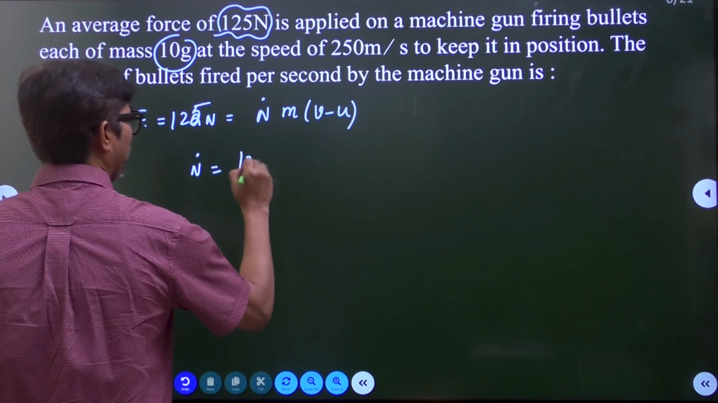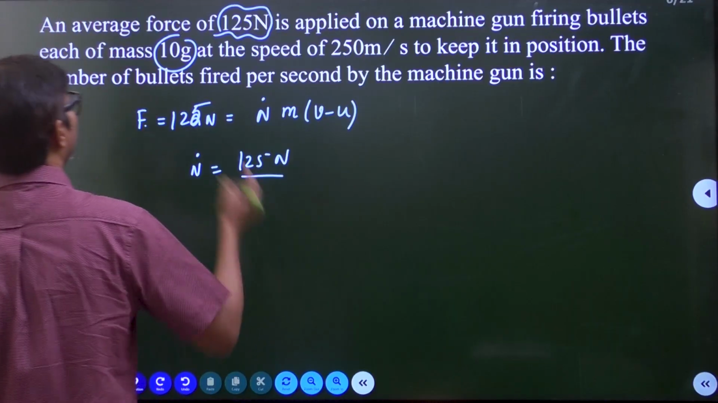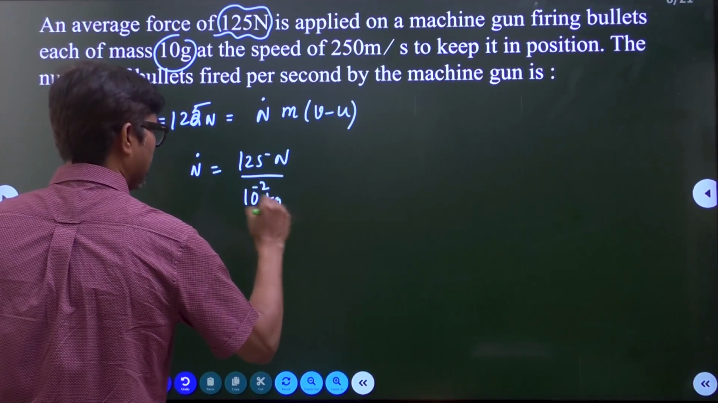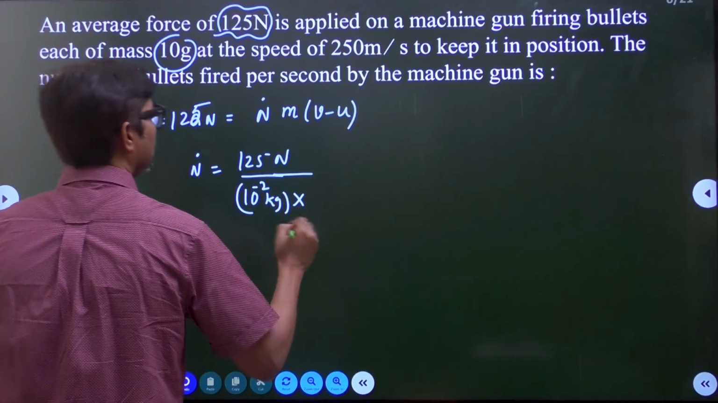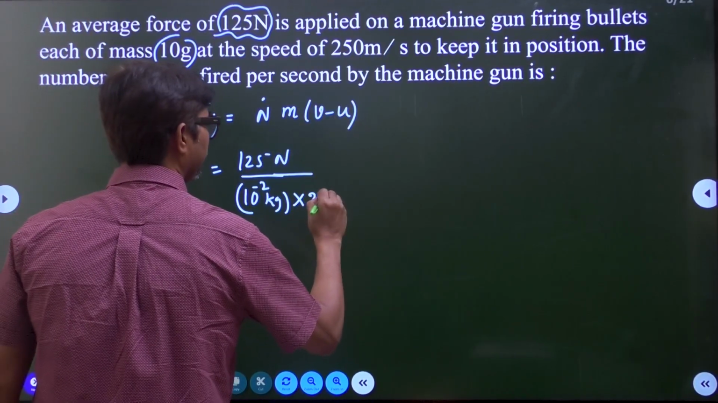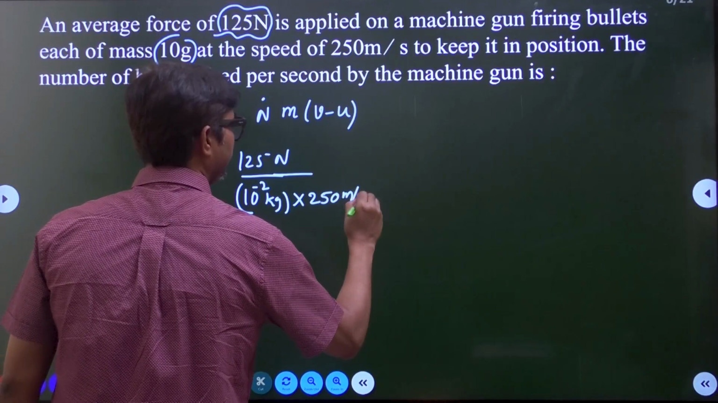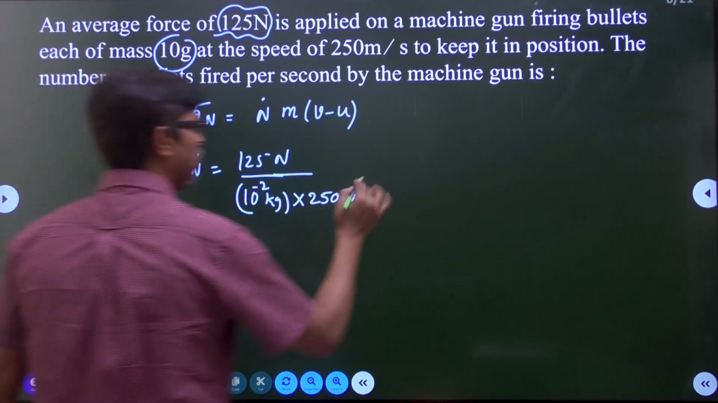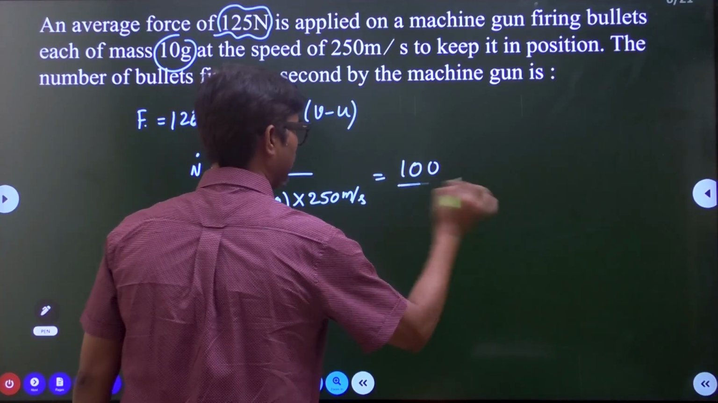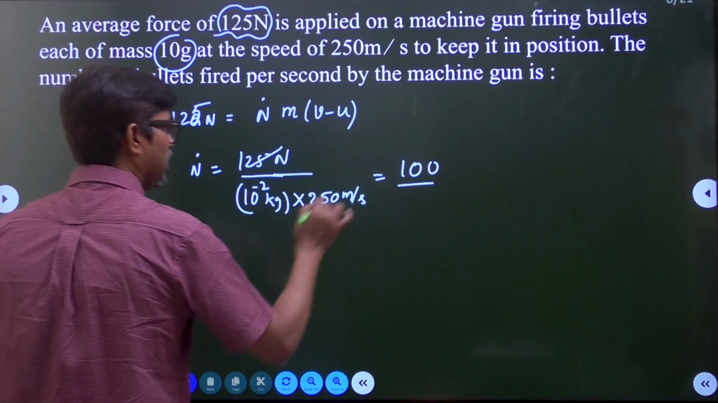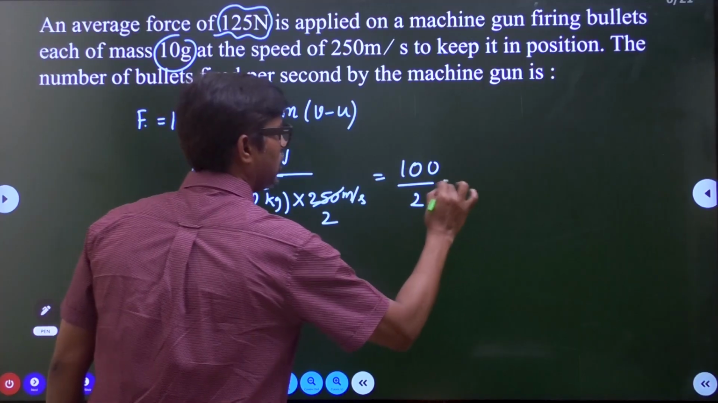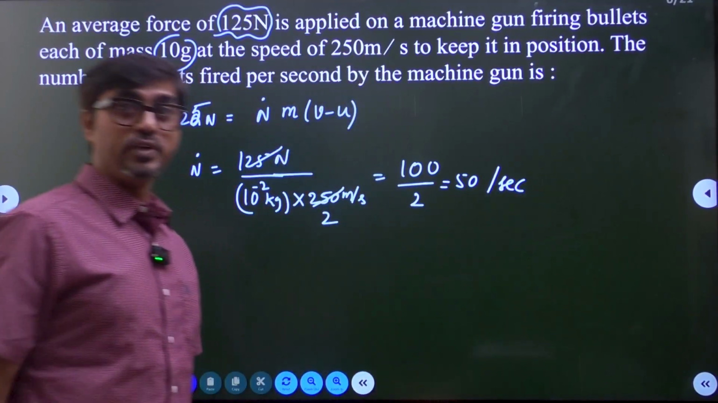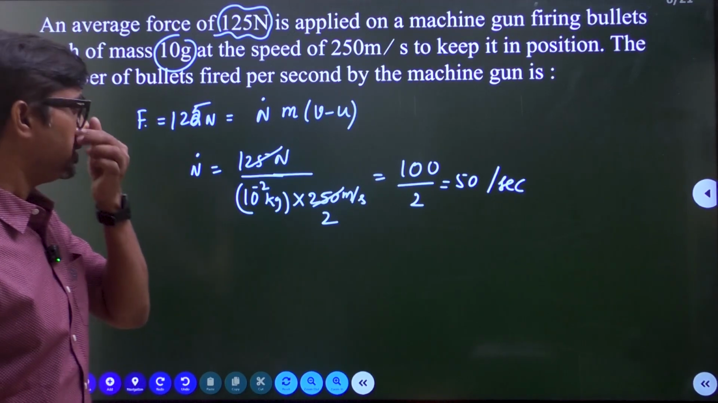n dot equals 125 Newton divided by the mass of each bullet, 10 gram, meaning 10 power minus 2 kg, into velocity 250 meter per second. Now simplification: you see 10 power minus 2 in the denominator becomes 100 when it goes to the numerator. And then this 125 goes up 2 times. So you have 50 per second. That's pretty fast. 50 bullets per second, a real machine gun here.